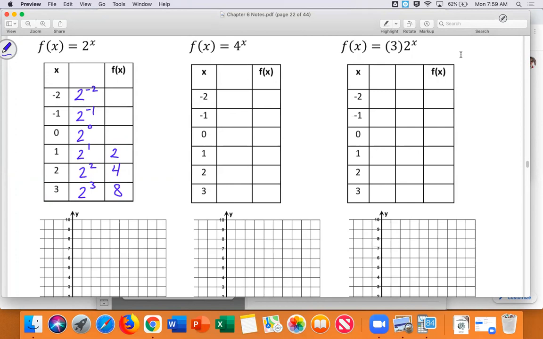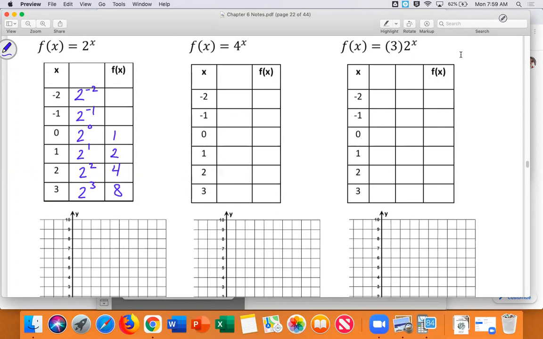Anything to the 0 is 1. So 8, 4, 2, 1. Do you see the pattern? What is it? Okay, so what would that one be? Not negative 2. So this is doubling, okay? Do you see that pattern? So you are right, it is like multiples of 2, but it's 8, 4, right?